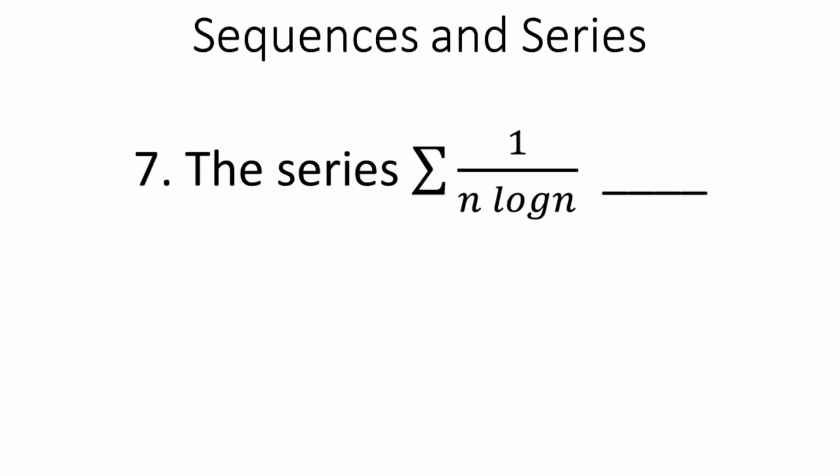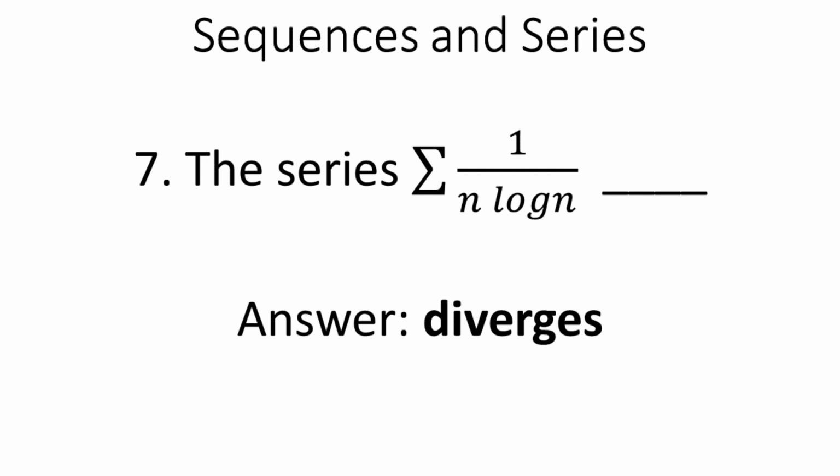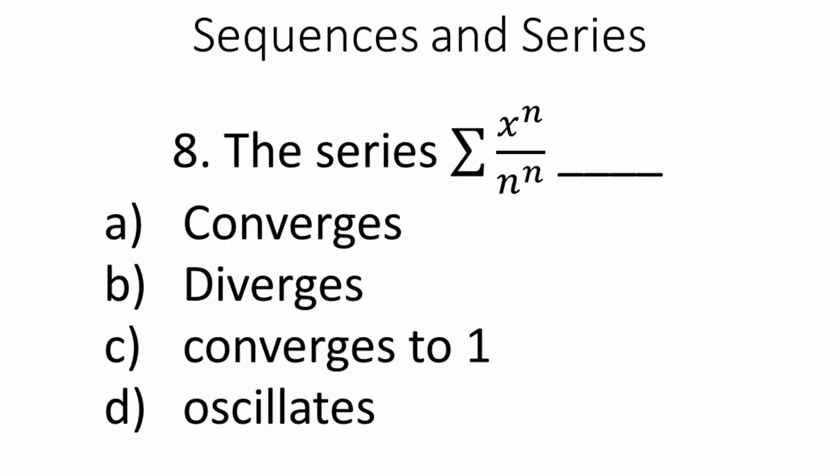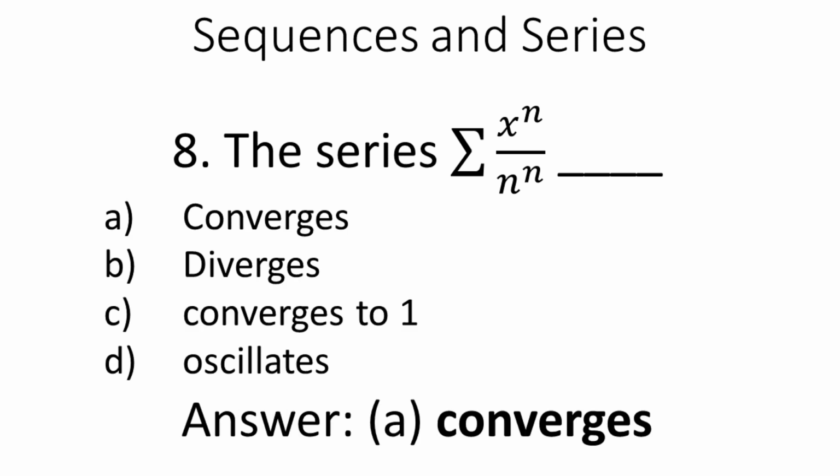Question number 7. The series sigma 1 by n log n dash. By Cauchy's condensation test, the series diverges. Okay. So whenever a series consists of log terms, it is better to prefer Cauchy's condensation test. Also the series sigma 1 by n log n is very familiar in Kummer's test and its corollaries. Here the answer is diverges. Question number 8. The series sigma x power n by n power n. By ratio test, the answer is converges.